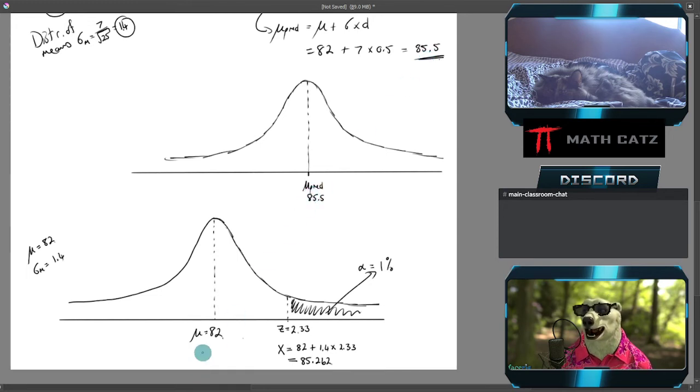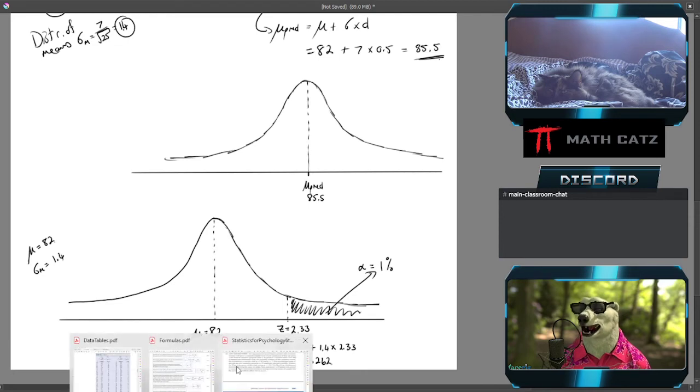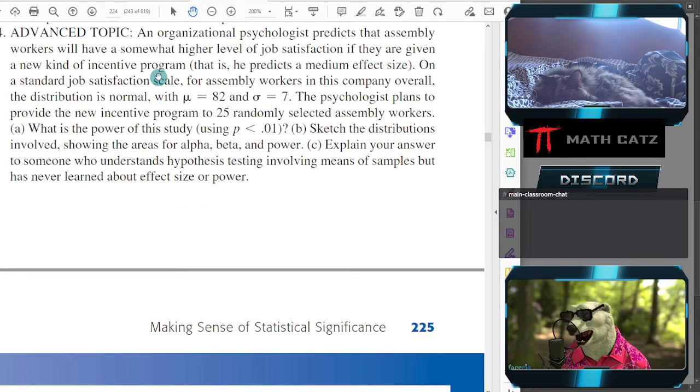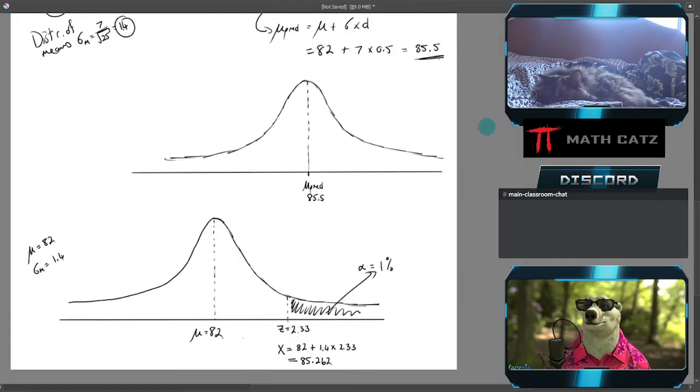The mean is not 82 anymore. The new incentive program has had an effect. We just don't know how big. Or probably a little effect. We don't know at all. Based on the predicted mean, it did have an effect. It did shift the mean to the right to a raw value of 85.5.